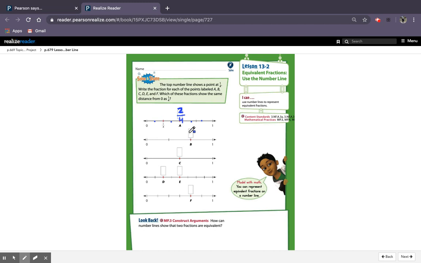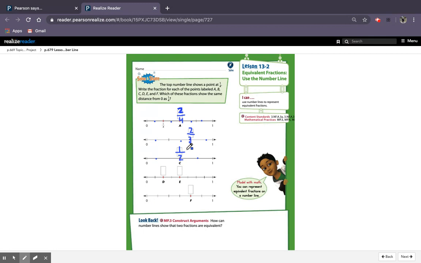For my next one, to find out what my denominator is going to be, my bottom number, 1, 2, 3. There are 3 parts, so my bottom number is a 3. If this is 1 part, this is 2 parts, so my next one is 2/3. Then for C, if I have 1 and 2 parts, I know my denominator is 2, and my top number is 1, because this represents one of those parts.